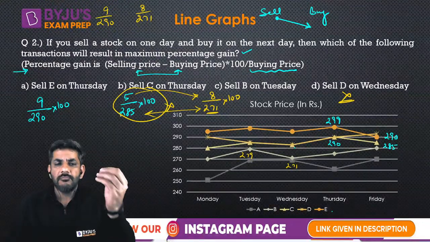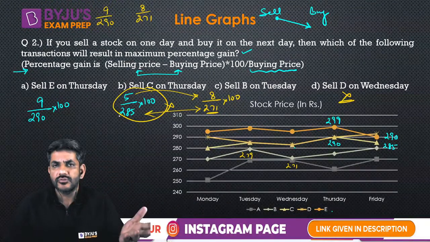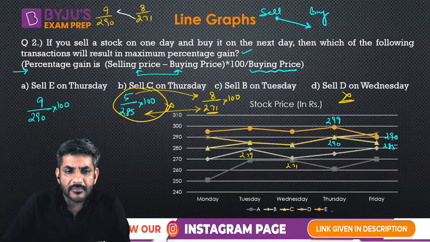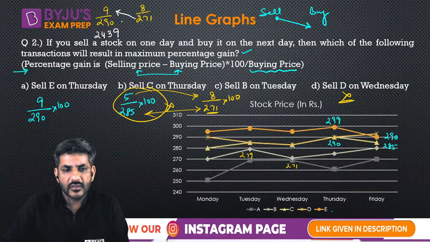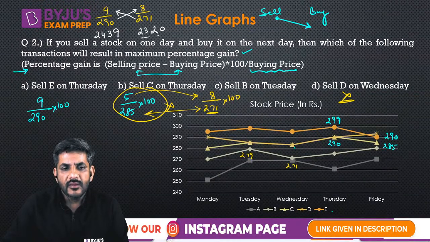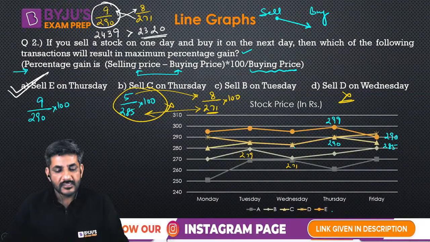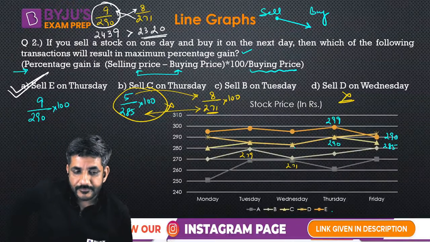I'll give you one simple shortcut for this, which I always use. Don't do anything else, there is a simple way, just cross multiply. What is 9 into 271? 9 ones are 9, 9 sevens are 63, 6, 9 twos are 18, plus 6, 24. And multiply these. 800, 8 nines are 72, 7, 8 twos are 16 plus 7, 23. Which one is greater? This is greater. That means this fraction is greater, and hence I can say my answer is option A.